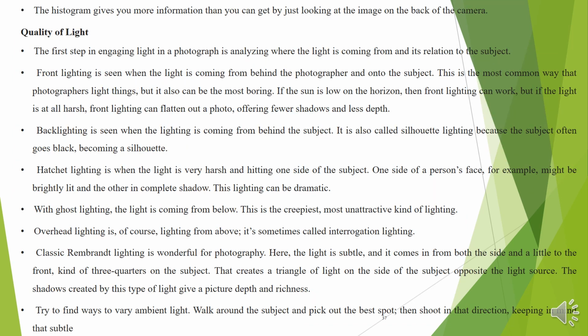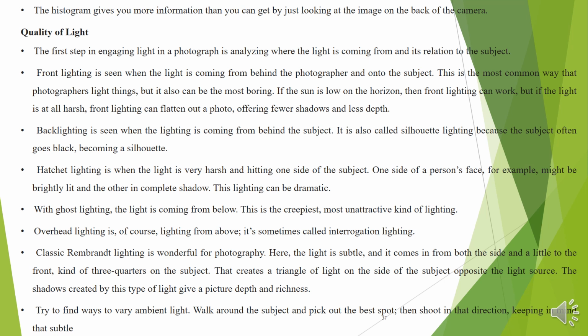The histogram gives you more information than you can get by just looking at the image on the back of the camera. Next is quality of light. The first step in engaging light in a photograph is analyzing where the light is coming from and its relation to the subject. Front lighting is seen when the light is coming from behind the photographer and onto the subject.